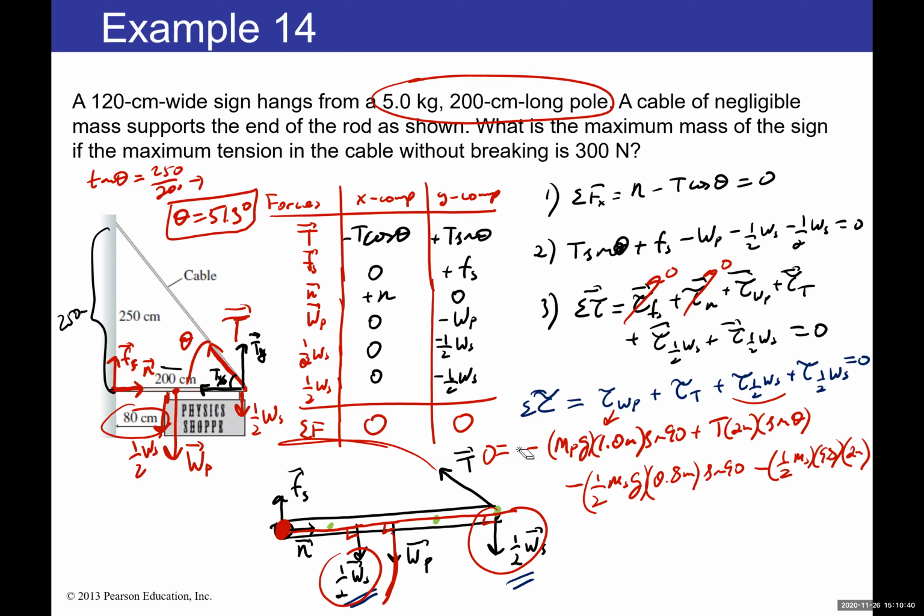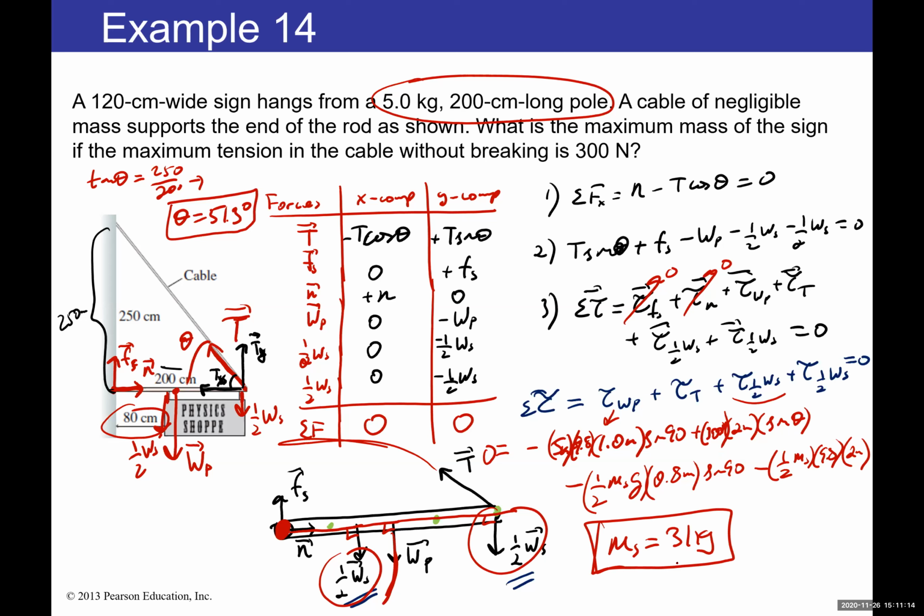Right, and you can see all I have right now is that if I replace the mass of the pole with 5 kilograms and g with 9.8 and the tension here with 300 newtons, the only thing I don't have is the mass of the sign. Everything else is basically given to me. So then I can solve for the mass of the sign, and it equals roughly 31 kilograms. All right. That means the mass of the sign is roughly 31 kilograms.